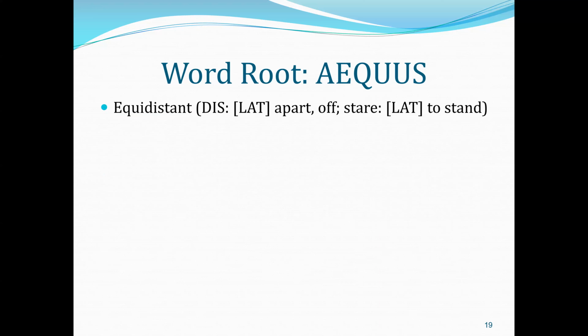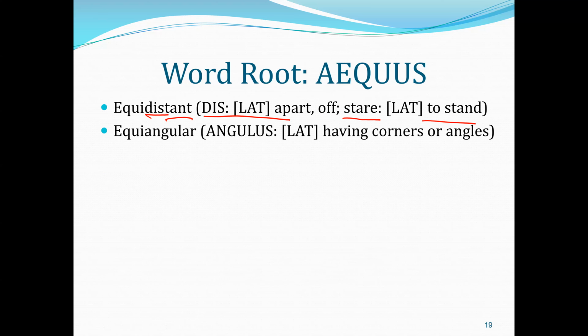We also have equidistant. Distant, the stint part, comes from a Latin root meaning to stand, to stand apart. So equidistant means equal standing apart.